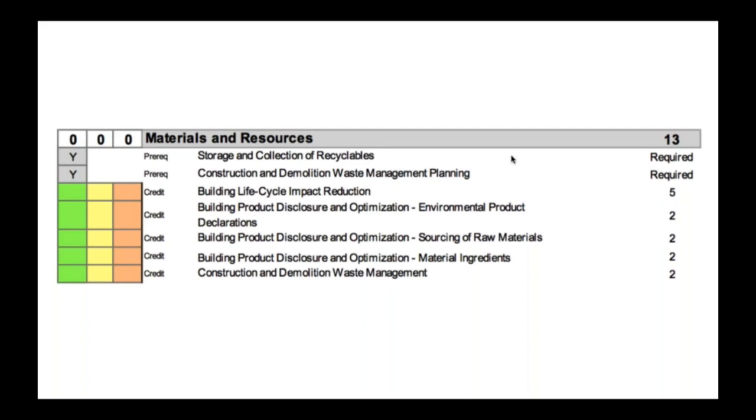We can get 1 or 2 points for environmental product declarations, 1 or 2 points for sourcing of raw materials, and 1 or 2 points for material ingredients. Those are the 6 LEED points that all of you on this webinar today can directly affect, and that's what we're going to do a deeper dive on.